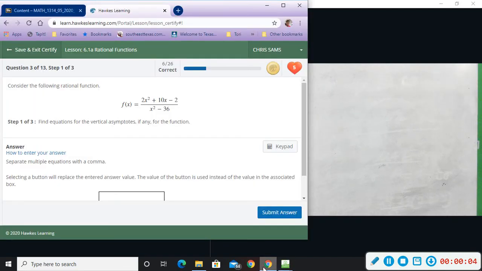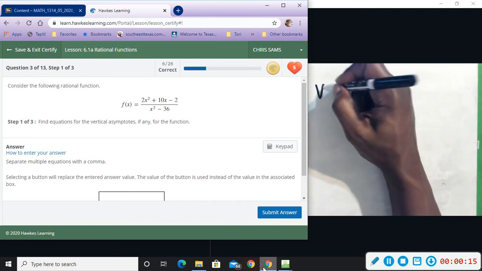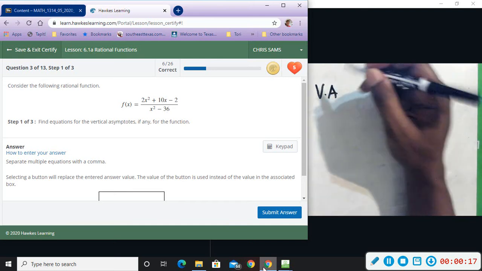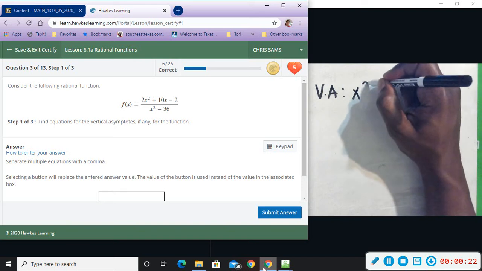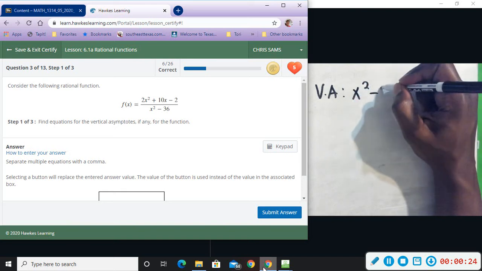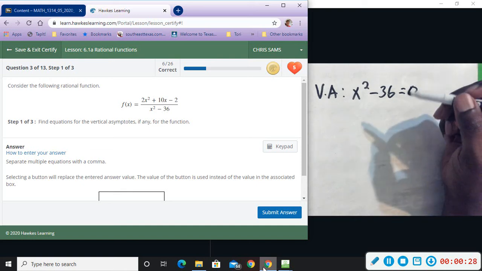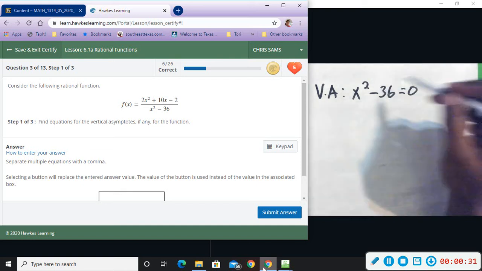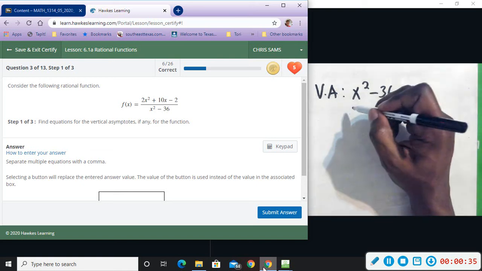Alright, number 3, we have a term or an expression that we're going to have to factor. So when we first find the vertical asymptote, again we take the denominator and we set it equal to 0. So that is x squared minus 36. And you can either move the 36 over and take the square root and remember positive and negative. However, I like it better if you just factor it.